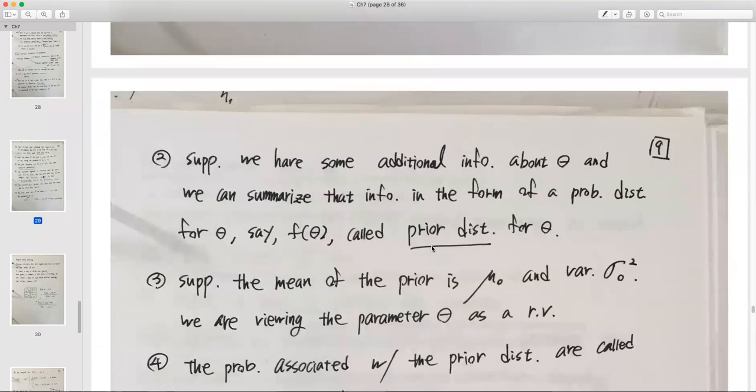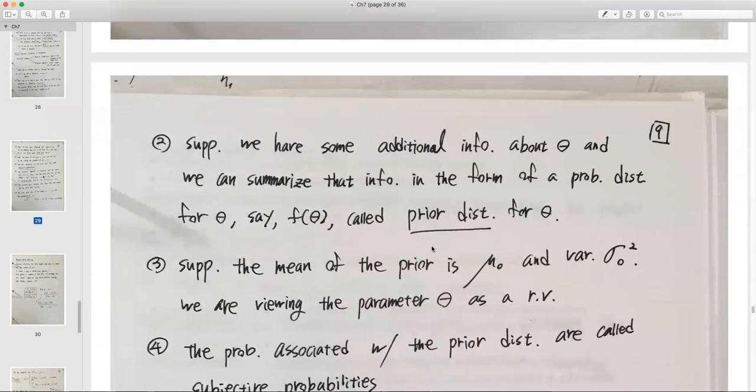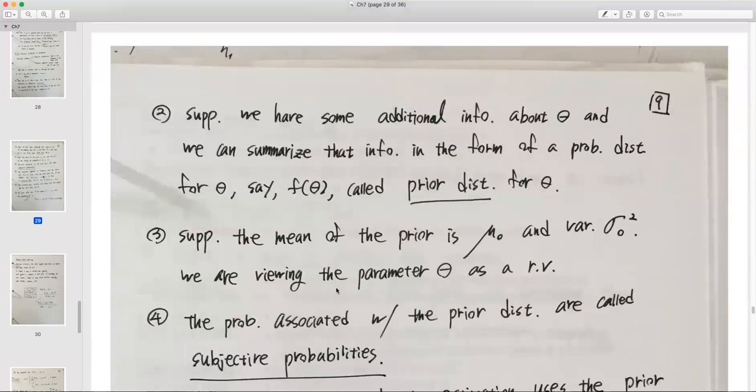Now, suppose we have some additional information about theta, and we can summarize that information in the form of a probability distribution for theta, say f of theta. Here's the assumption: we have some additional information about theta, so that we can define the function of theta. It's actually the PDF of theta. That is called the prior distribution for theta. So we can figure out the probability distribution of theta, which is called the prior distribution.